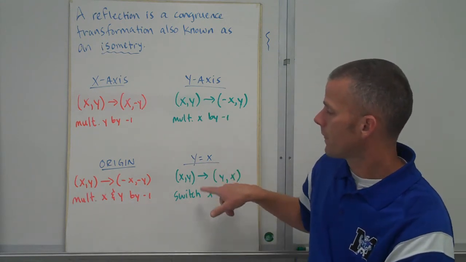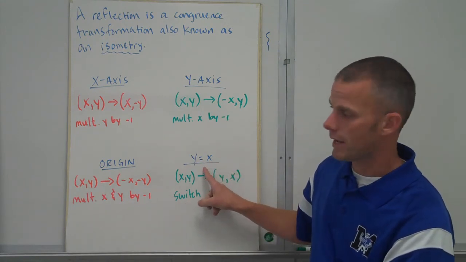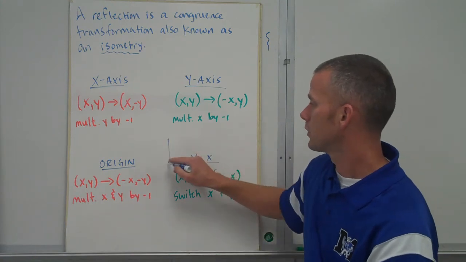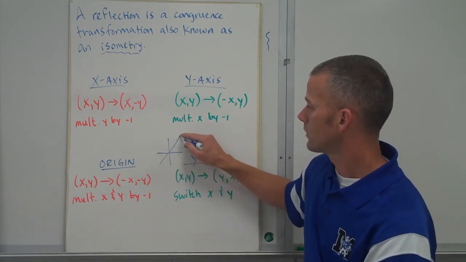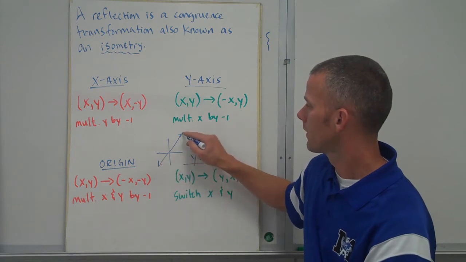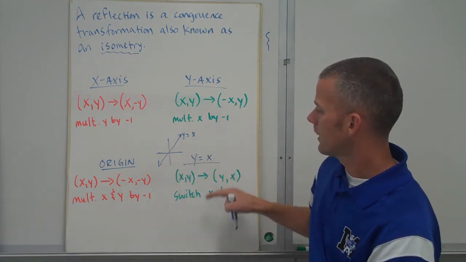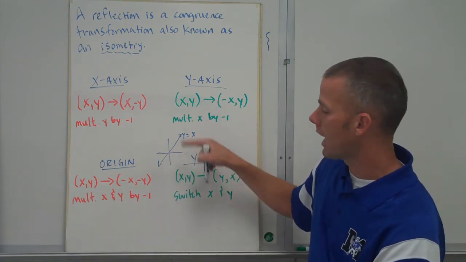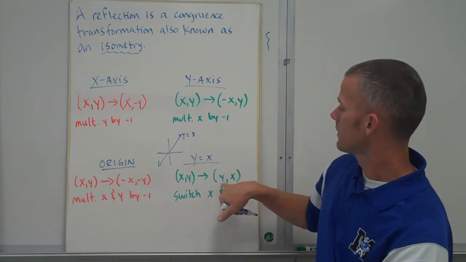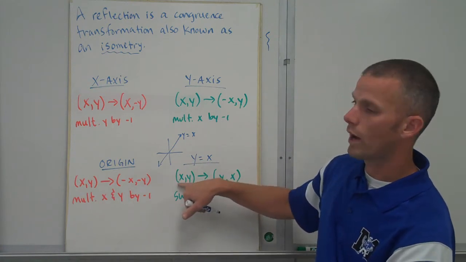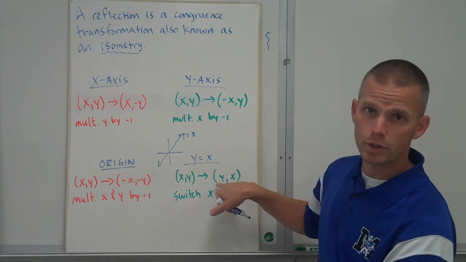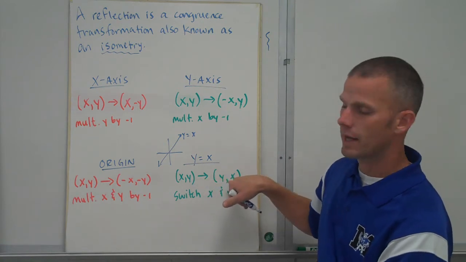And then finally, if we reflect something over the line y equals x, so basically here's my coordinate plane, here's the line y equals x. If we reflect over this diagonal line, then the x coordinate and the y coordinate just switch positions. So y becomes x and x becomes y.